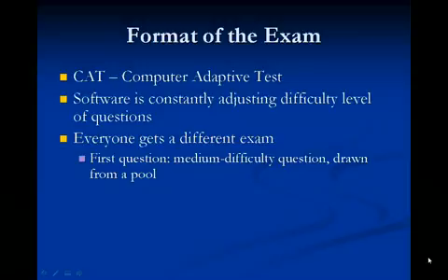So the first question that you get is going to be a medium difficulty question, which is drawn from a pool of about 10 initial questions. So everyone is going to get a question of about 500 level difficulty, but the person taking the exam next to you may get a different initial question than you.